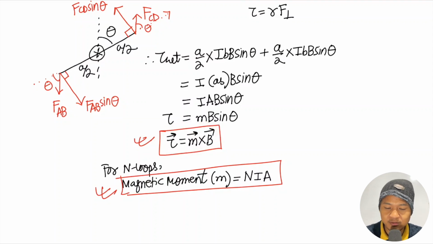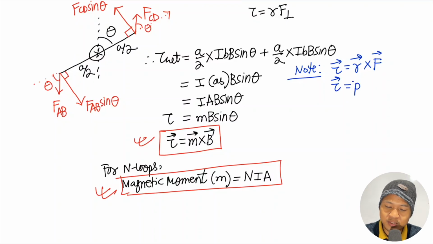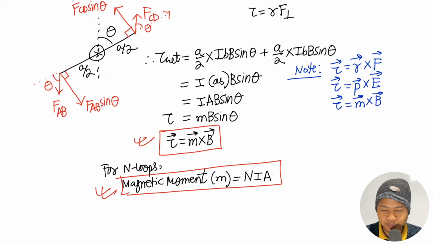So you can note here: in mechanics, torque is R cross F. In electrostatics, torque is P cross E, where P is the dipole moment and E is the electric field. In magnetism, torque is M cross B. Do not forget these, so all of them are important.